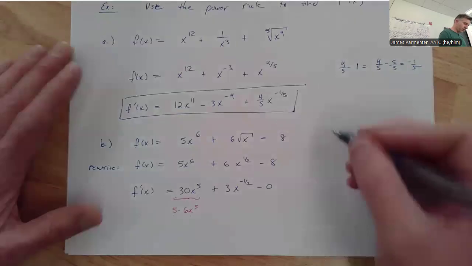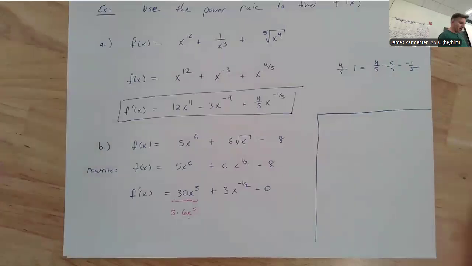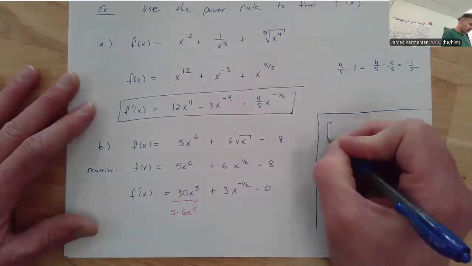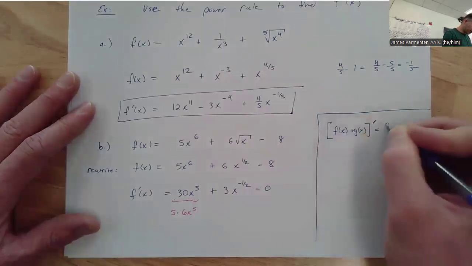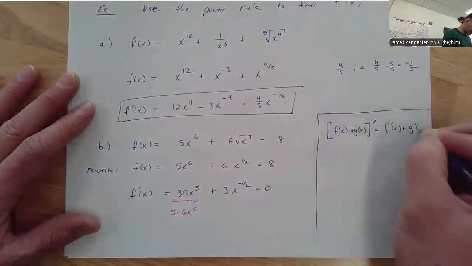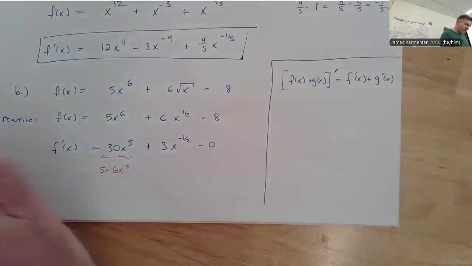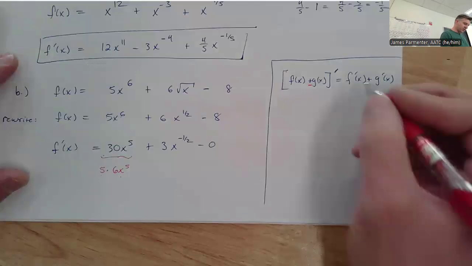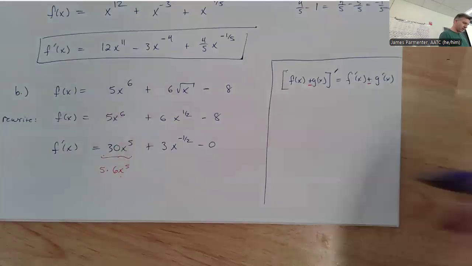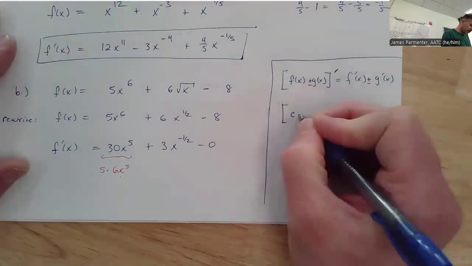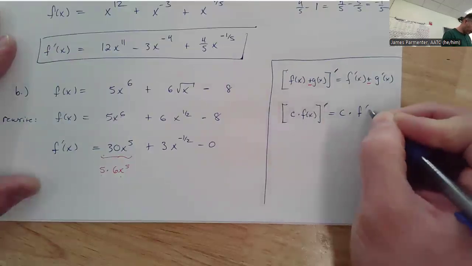But I will write them down here because I do think they're worth saying words about. So the two rules we have used, or actually the three rules technically, is that the derivative of f of x plus g of x is equal to the derivative of f of x plus the derivative of g of x. And it's true whether it's addition or subtraction. So the derivative of f plus or minus g is equal to the derivative of f plus or minus the derivative of g. And the other rule we did was that the derivative of a constant times a function is equal to the constant times the derivative of the function.